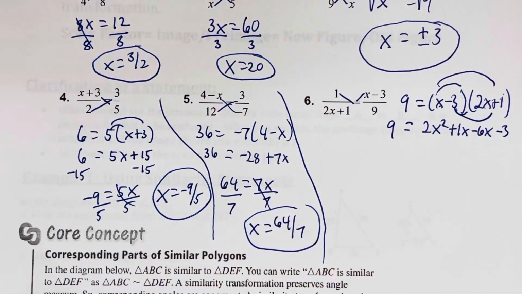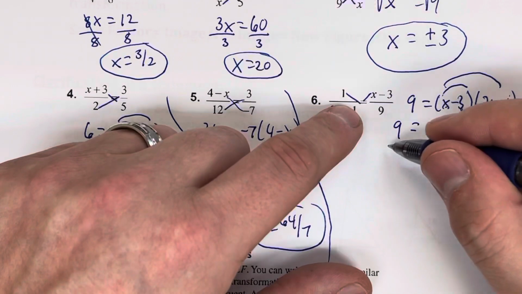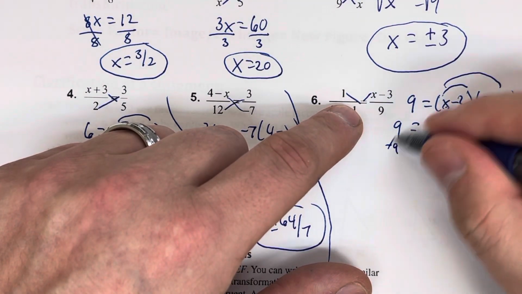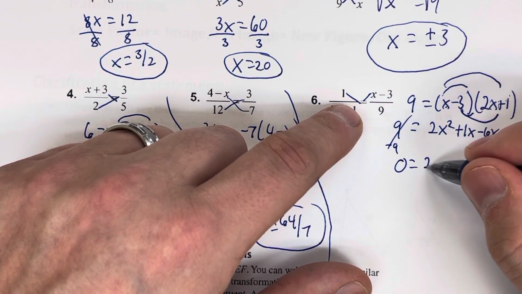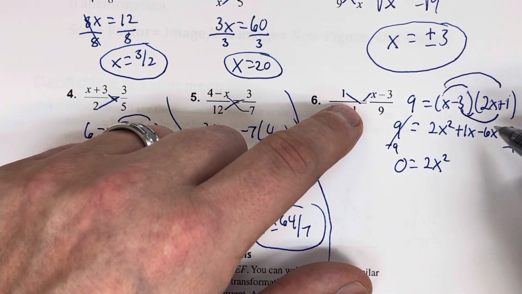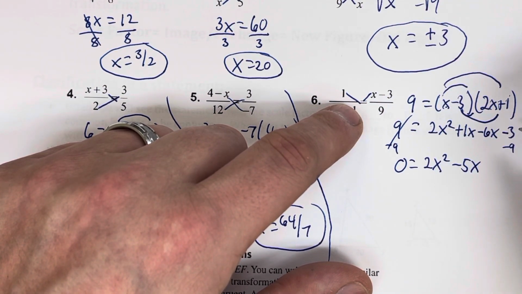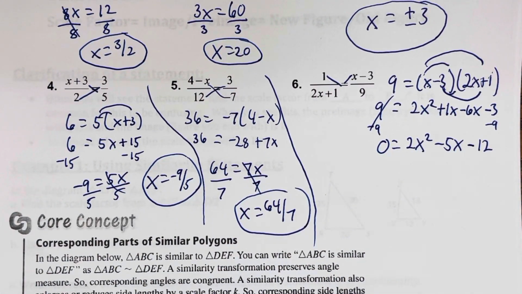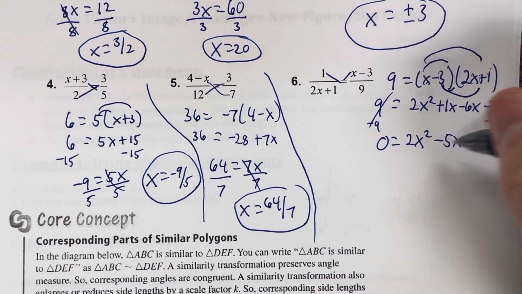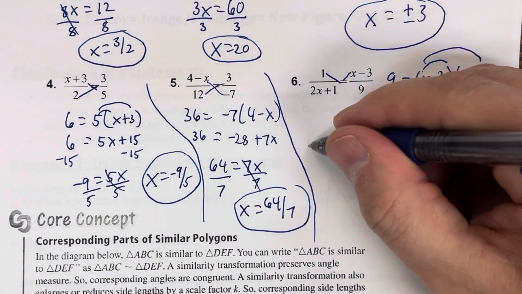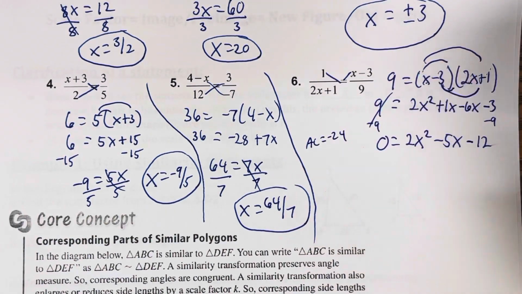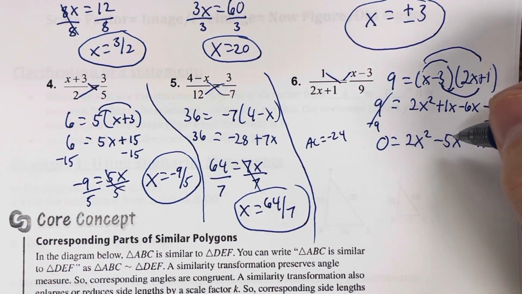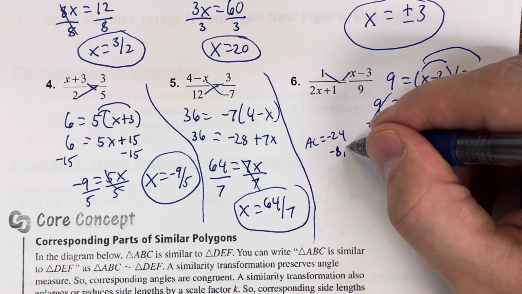Now in order to solve a quadratic, we have to set it equal to 0. So I'm going to subtract 9 from both sides. Those cancel. 0 equals 2x squared, 1 minus 6 is minus 5x, negative 3 minus 9 is negative 12. Now, from this stage, you could plug this into the quadratic equation to solve it, or you could factor it. I'm going to factor it. I'm going to use the AC method. 2 times negative 12 is negative 24. And we have to find the factors of negative 24 that add up to negative 5. That's negative 8 and positive 3.